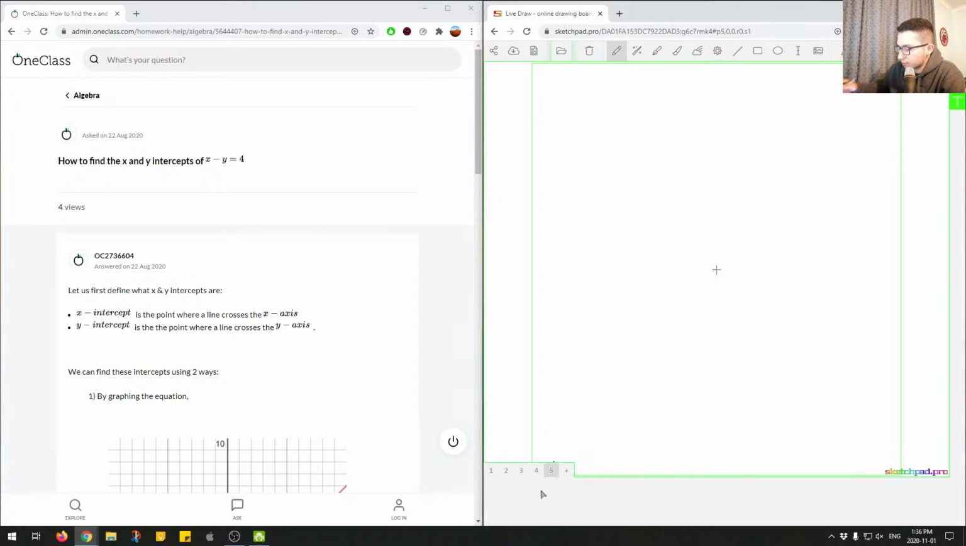Okay, so this is question number 5. This question is asking how to find the x and y intercepts of x minus y equals 4. So we have the following equation: x minus y equals 4. Essentially here what you have to do is set certain values to 0, and from that you can derive the x and y intercepts. Let's look at what Janine The Tutor said for this explanation.